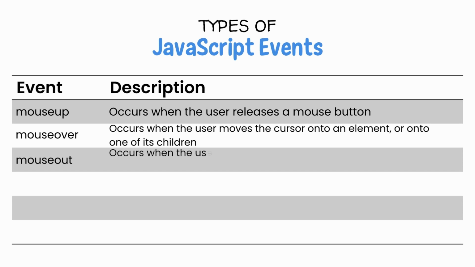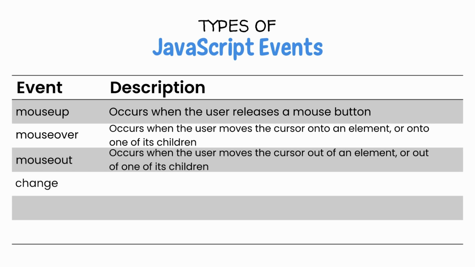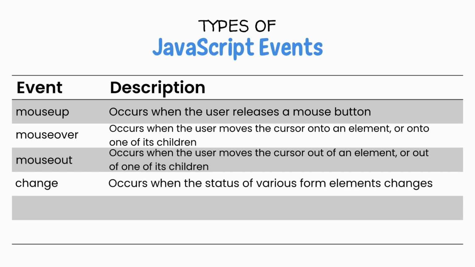Mouse out. It fires when the user moves the cursor from inside an element to outside the element. We can say that it fires when the cursor moves off the element. Change. It fires when the status of various form elements changes. This is a better option than using the click event because clicking is not the only way users interact with the form. Submit. This event fires on the form element when a user submits a form.